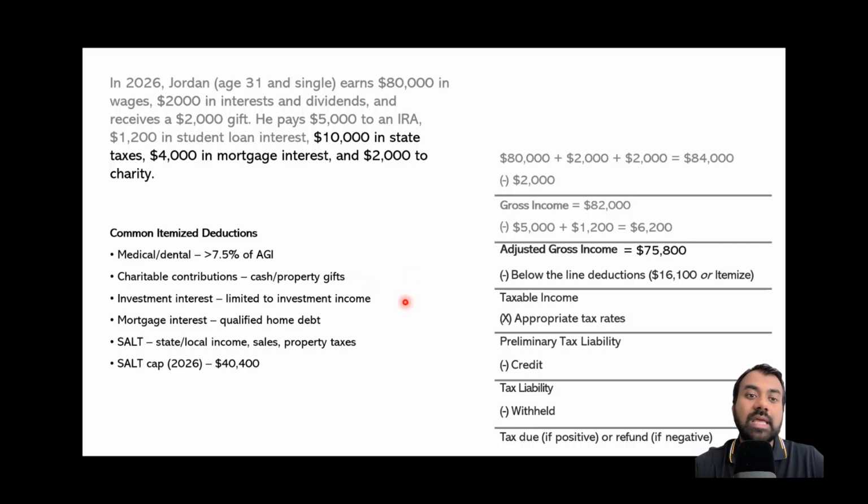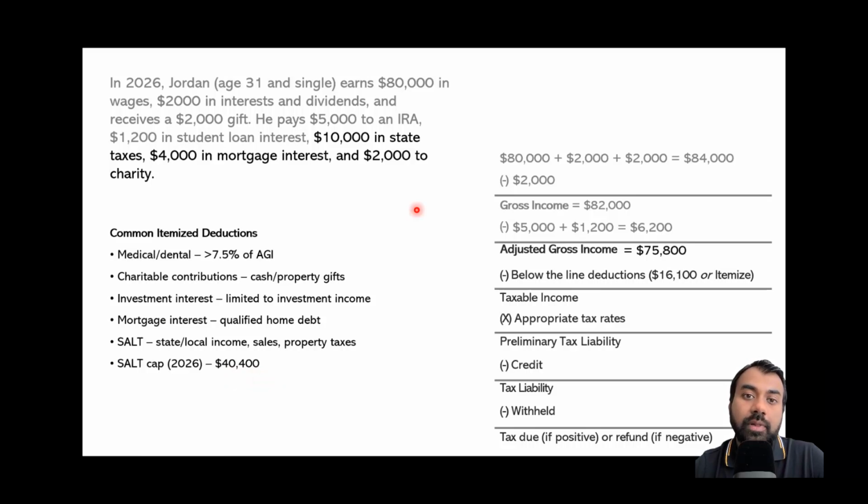Investment interest, that can be itemized deductions. Mortgage interest can be itemized deduction. And then state and local taxes that you might be paying. So state, local income taxes, sales taxes, property taxes combined, then those can be itemized deductions as well. But there is a cap, there is a maximum amount. For the 2026 tax year, that's $40,400. So that's the maximum amount, but not everybody will qualify for that amount. For higher income people, this number might be lower.